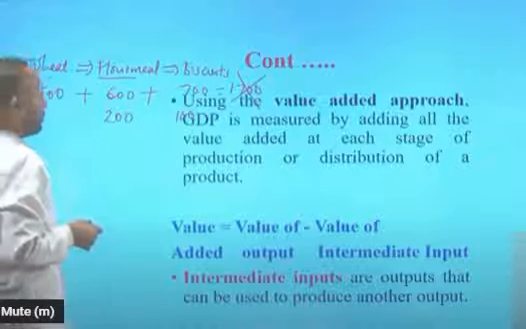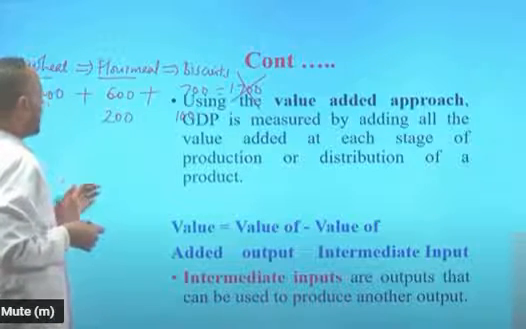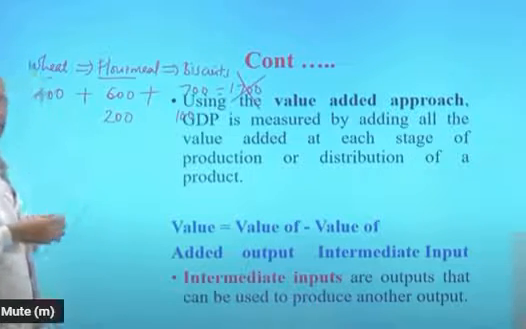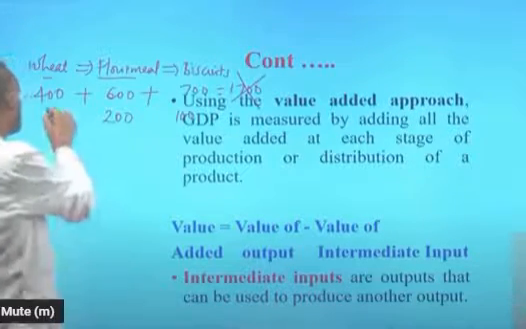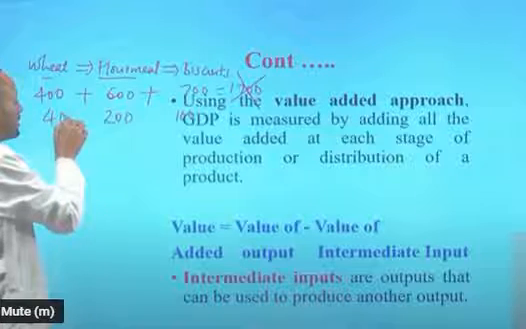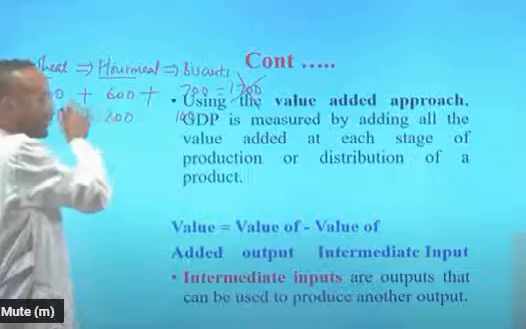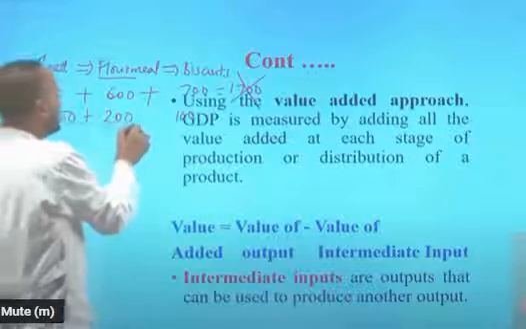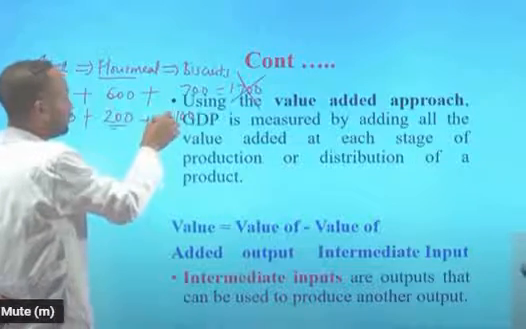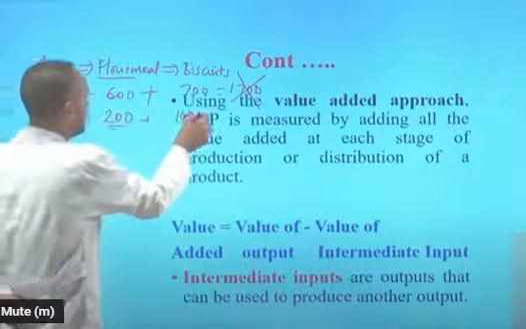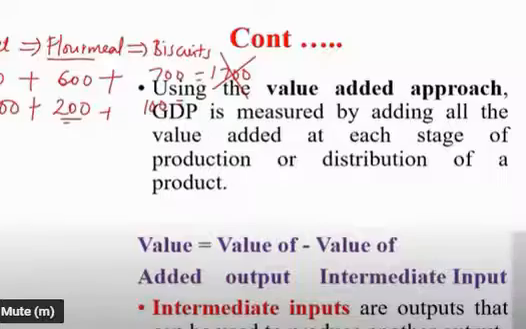So in the value added approach, we have to take all the values added at each stage of production or distribution of a commodity. That means the price of a quintal of wheat is birr 400, plus the value added by the flour mill factory on a quintal of wheat is birr 200, plus the value added by the biscuit factory on a quintal of flour is birr 100, and then we get birr 700.